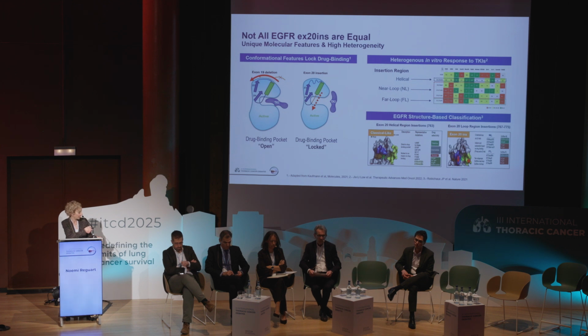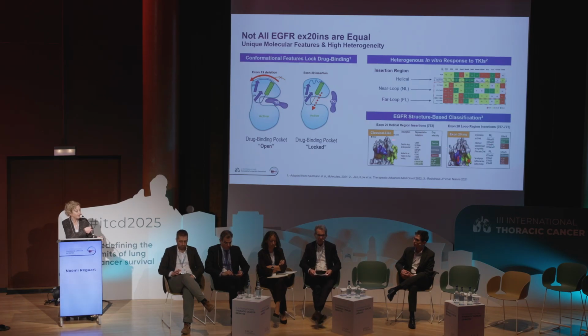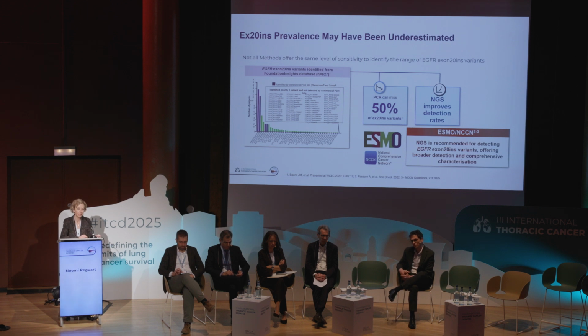For example, insertions located in the helix of exon 20 are considered classical-like because they are very sensitive to early generation tyrosine kinase inhibitors, whereas the other ones, as you can see here, the insertions at the loop, are considered to be mostly resistant to early generation tyrosine kinase inhibitors.